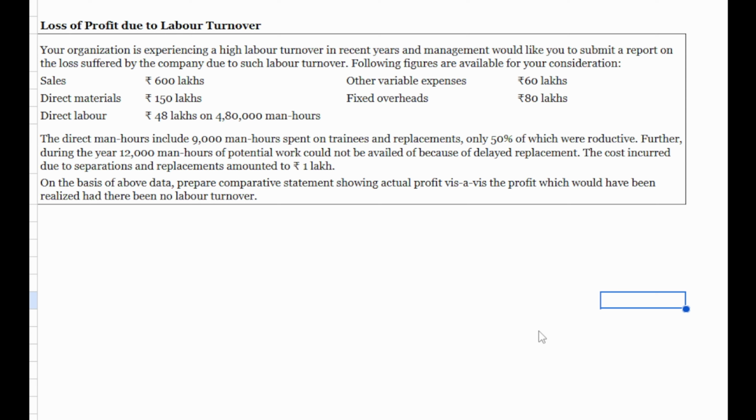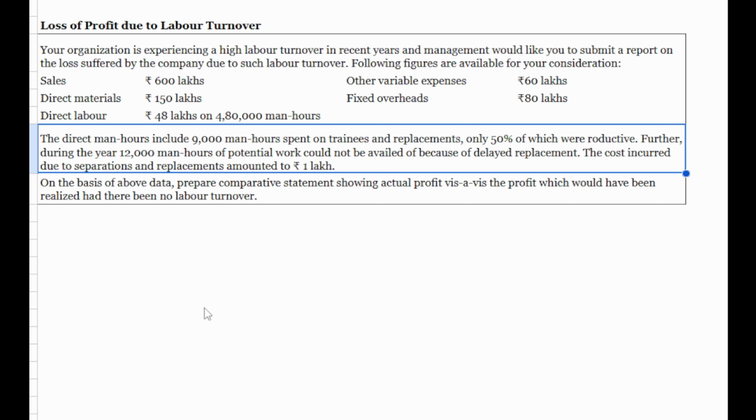Your organization is expecting a high labor turnover in recent years and management would like to submit a report on the loss suffered by the company due to such labor turnover. The following figures are available for your consideration. The data given is sales 600 lakhs, direct material 150 lakh, direct labor cost 48 lakh, 4 lakh 80,000 man hours. Other variable expenses 60 lakh, fixed overhead is 80 lakh.